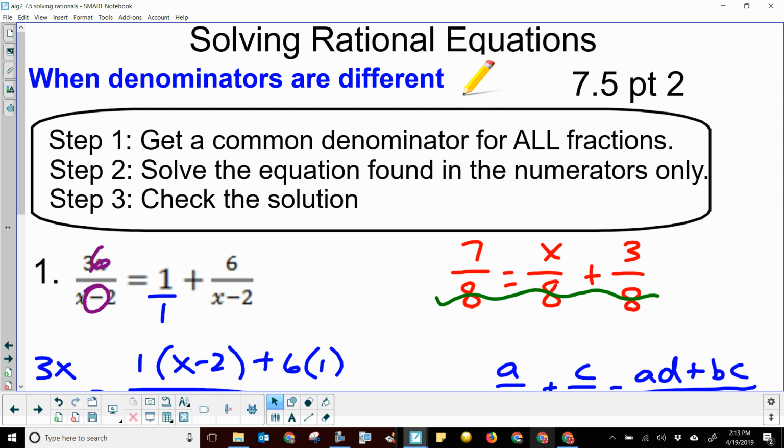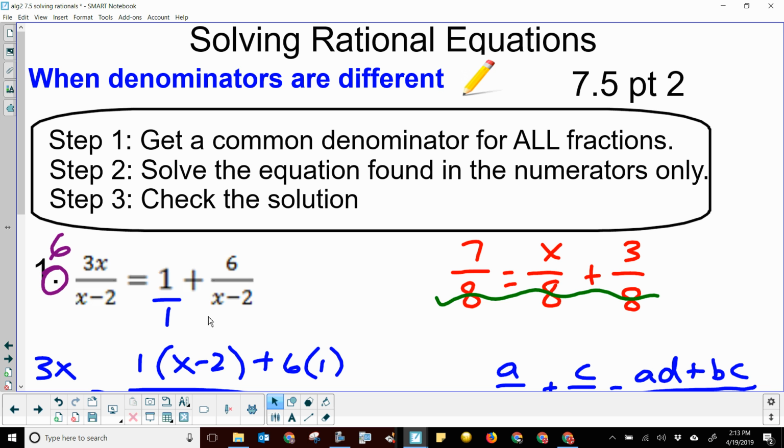Welcome to part two. Part two was a little crazier, but not so bad. Let me move these out of the way real quick. We got this extra something. Look, get the common denominator for all fractions, however you want to do it.